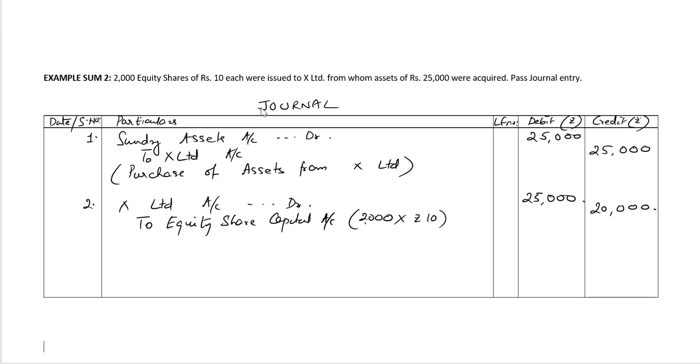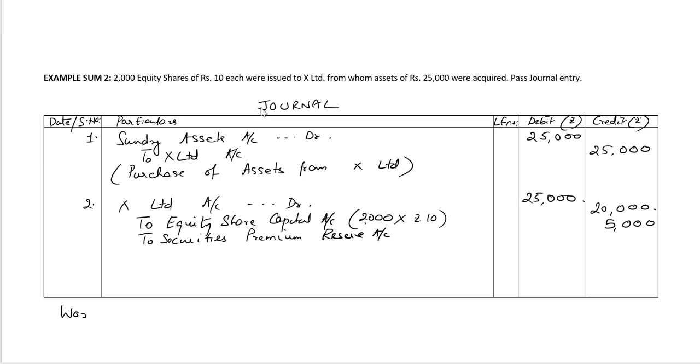We find that the total of the debit does not equal the total of the credit, so the shares must have been issued at a premium. So I will credit securities premium reserve account with the amount of difference, which is equal to 5,000 rupees.